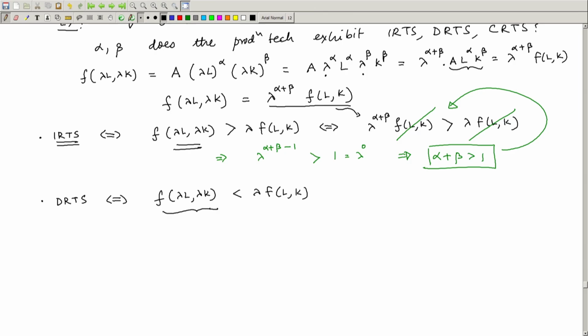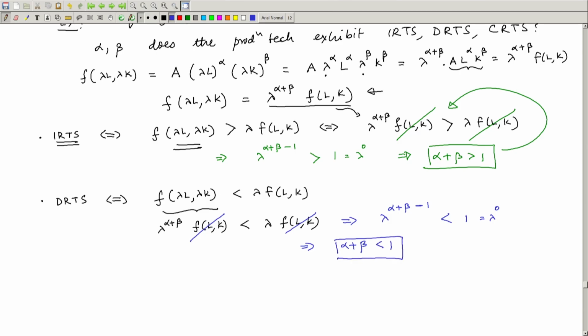Again, I will replace f of lambda L, lambda k by the expression here. So, lambda to the power alpha plus beta f of L k is less than lambda times f of L k, right. So, now I can cancel these two terms from both sides, which will give me lambda to the power alpha plus beta minus 1 is less than 1, and I can write this as lambda to the power 0, which gives me that alpha plus beta minus 1 has to be less than 0. So, alpha plus beta has to be less than 1. So, this is the condition I need for decreasing returns to scale.